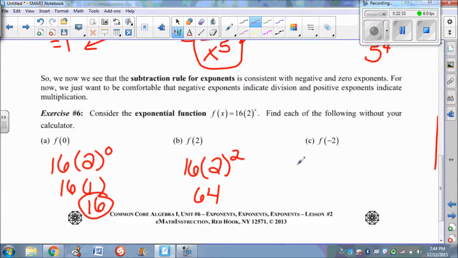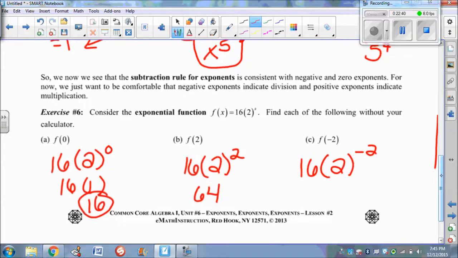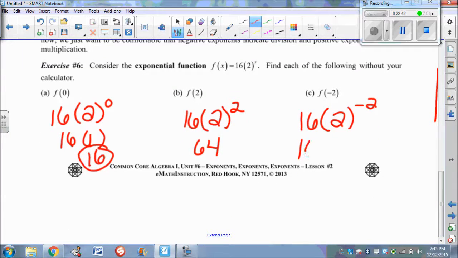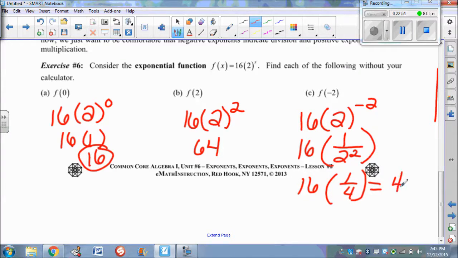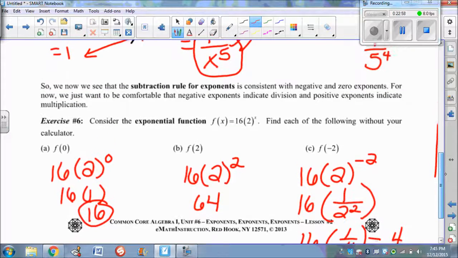And what if it's to the negative 2? 2 to the negative 2. Remember, a negative exponent means division. So this is 16 times 1 over 2 to the 2nd, or 1 divided by 2 to the 2nd. So 16 times 1/4. So in other words, what's 1/4 of 16? It's 4. Okay?